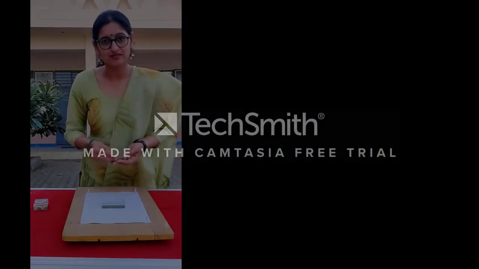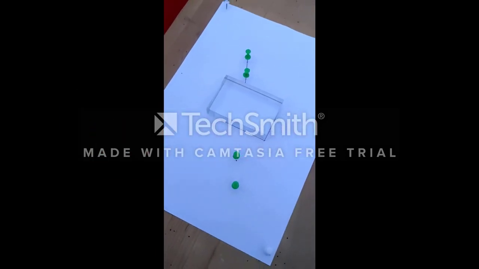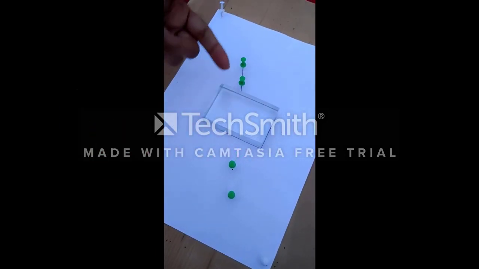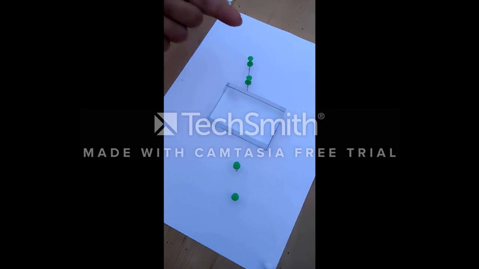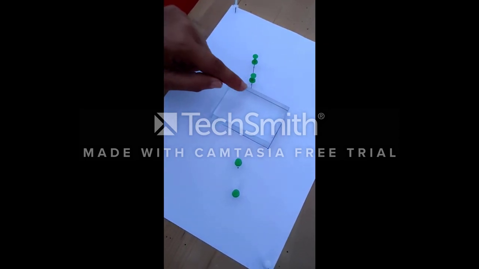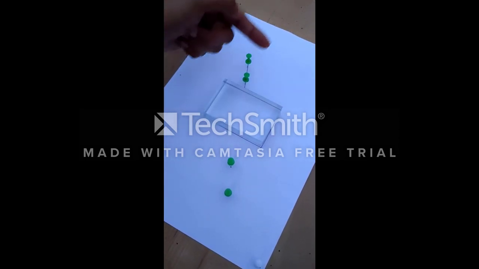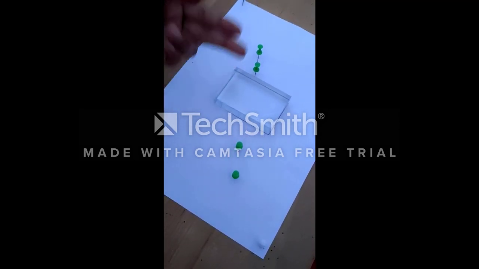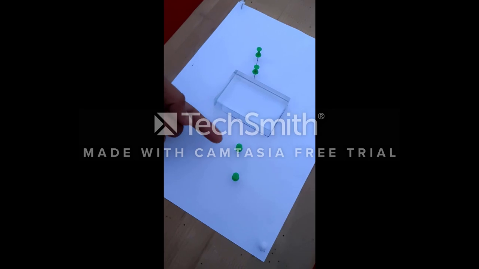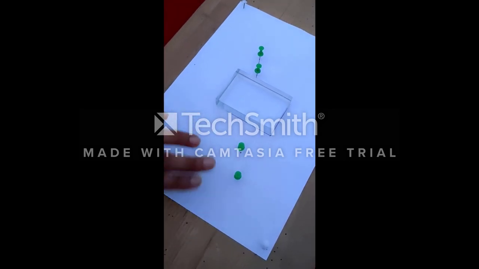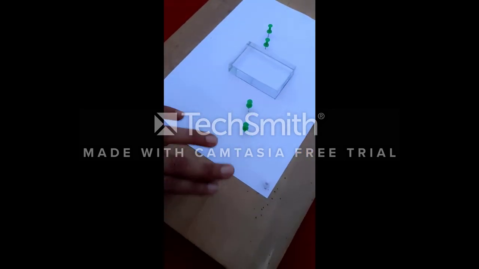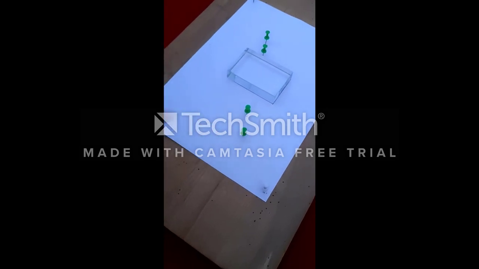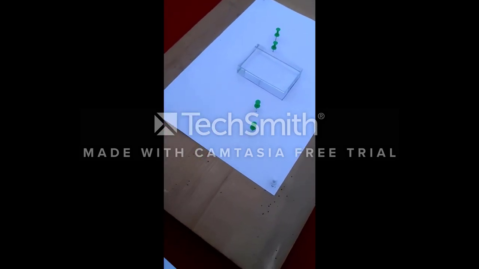So let us start. As you see, these two represent the incident ray, the ray which travels from rarer to denser medium, then the refracted ray, and when this ray is refracted again, it is known as the emergent ray. You see that all four pins are in a straight line. Look, as you see, the four pins are in the same line.